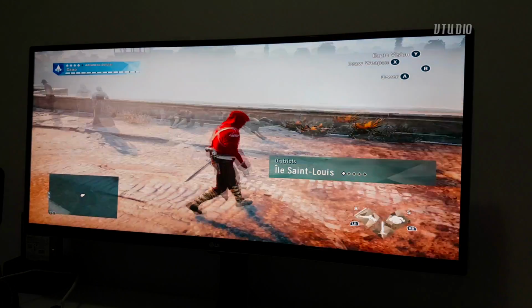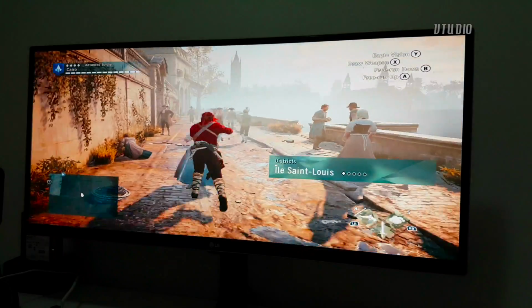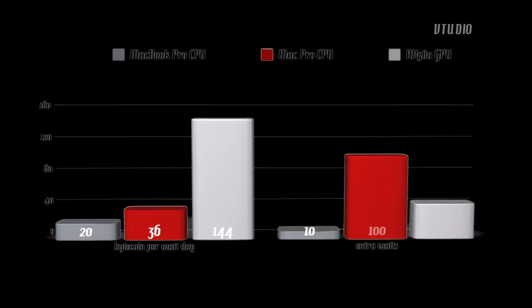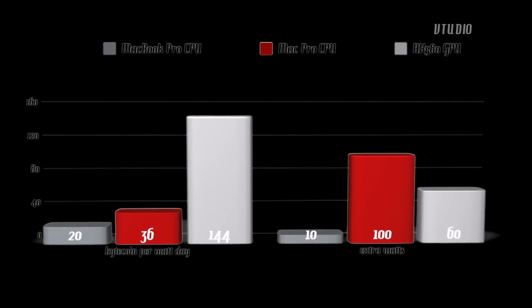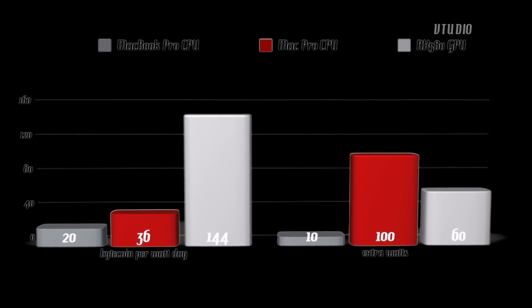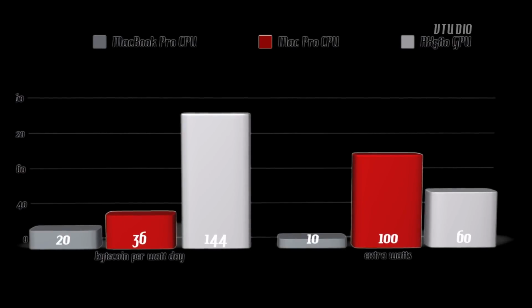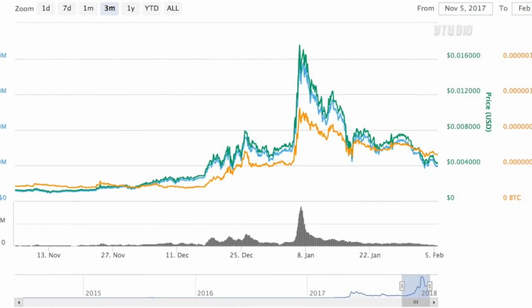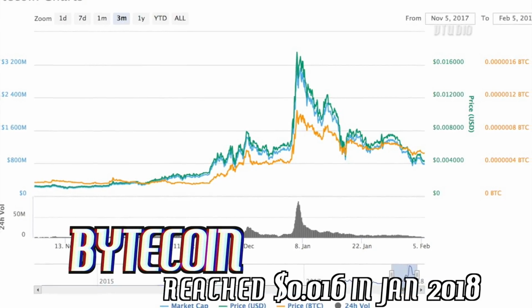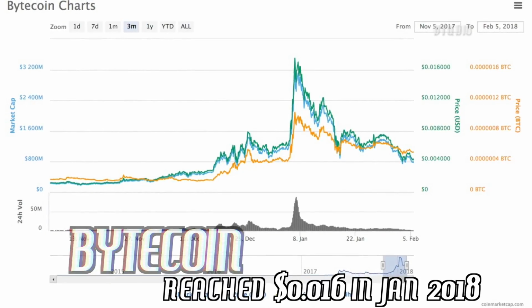So if you're thinking of mining on Mac without a GPU, the MacBook Pro will get you around 20 ByteCoins a day, which is around 10 cents USD in today's prices, but it uses minimal electricity. With a GPU like the RX 580, you can get around 150 coins a day, which is close to a dollar a day. But of course, hopefully by the time you watch this video in the future, these coins may be worth a lot more, fingers crossed.